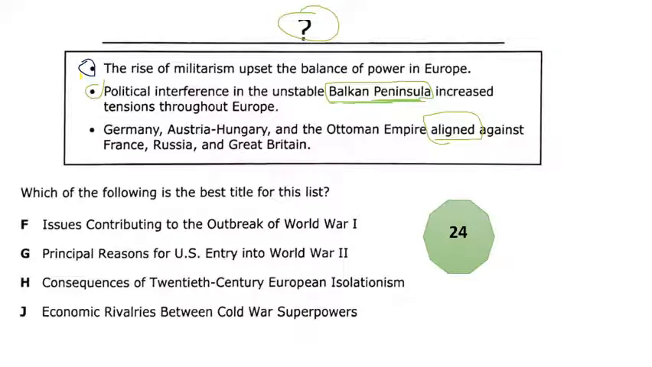Well, these are all topics when we talk about the main causes of World War I: militarism, alliances, imperialism, nationalism. These are the reasons World War I broke out. So we're going to go with F, which is A on your answer sheet.